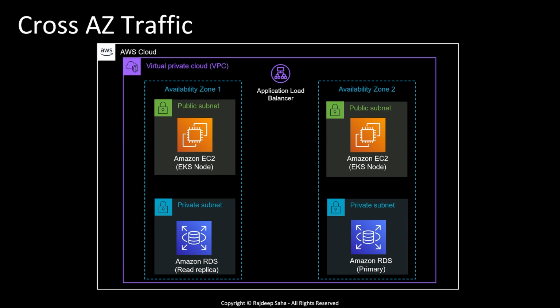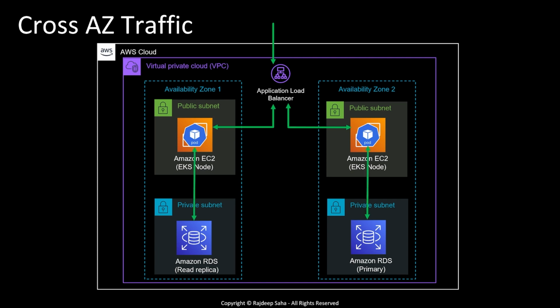So this is a typical EKS cluster implementation, right? You have a couple of availability zones, public subnet where your EC2s are running, and then a private subnet where your database is running, and you have application load balancer as ingress. And then your pods running inside this EC2, and then the traffic comes. The traffic from application load balancer to any availability zone does not incur any data transfer charges. So these are shown by green arrows.